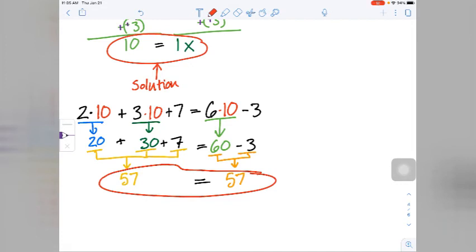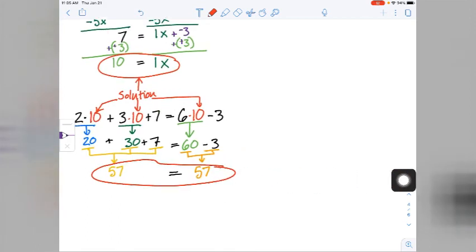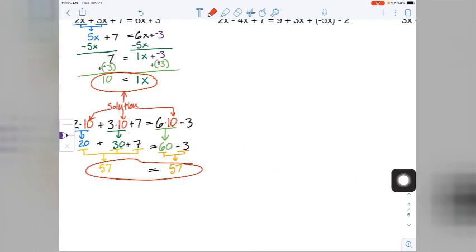And does it mean that x is 57? No, it does not mean x is 57. It means that when x is 10, sorry, my solution is actually up here. When x is 10, these two things both equal 57. So that's how I know that my answer is correct.